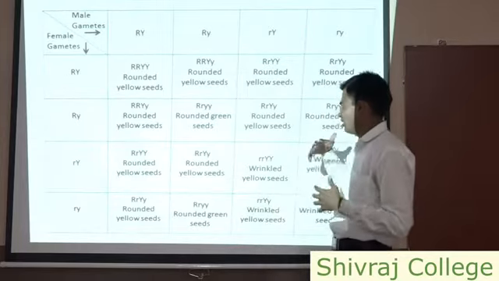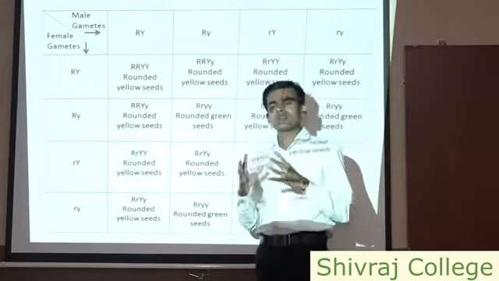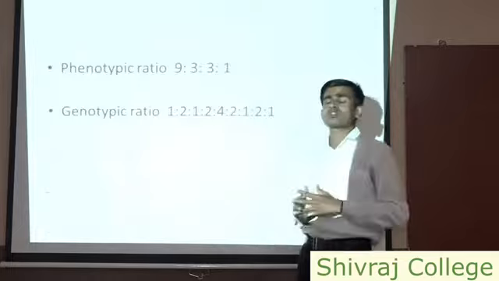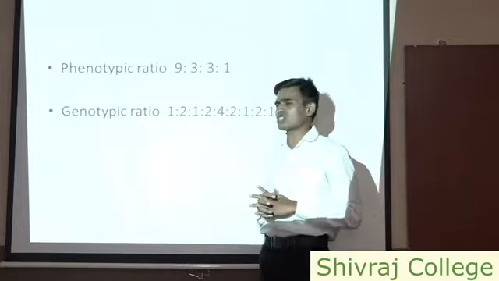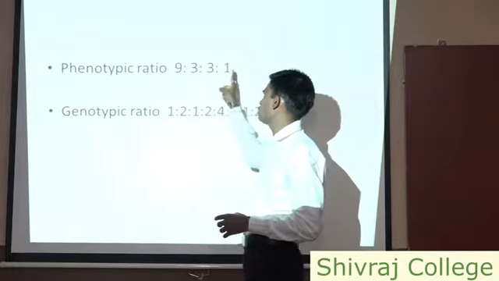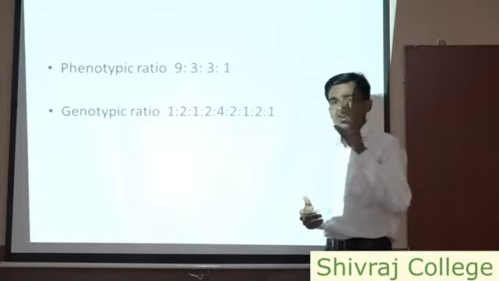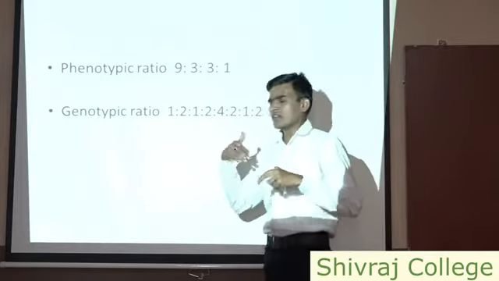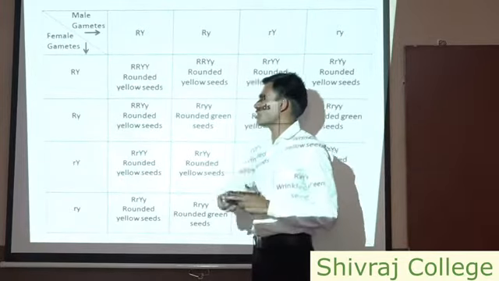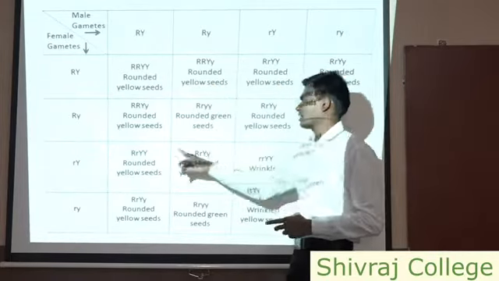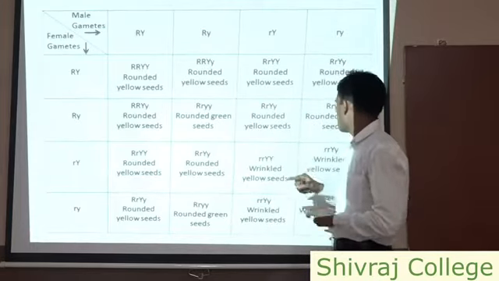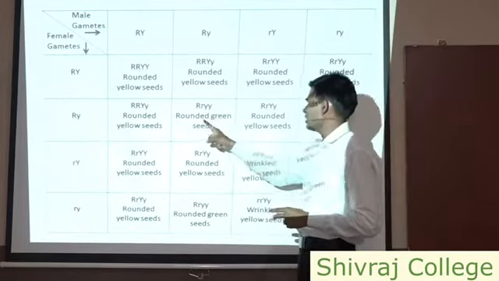The second generation forms four types of phenotypes. The phenotypic ratio of the dihybrid cross is 9:3:3:1. Nine plants are round shaped yellow colored seeds. Then 3 plants are round shaped green, that is round green.